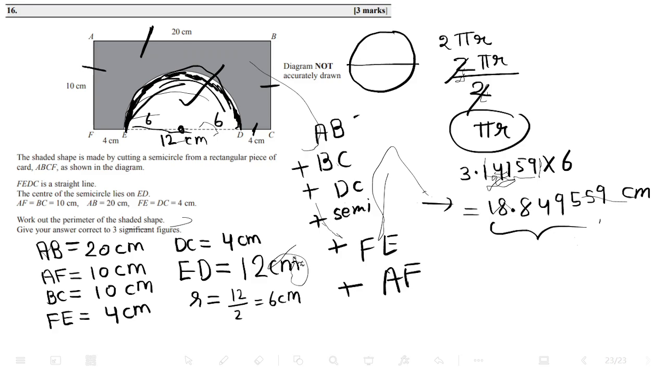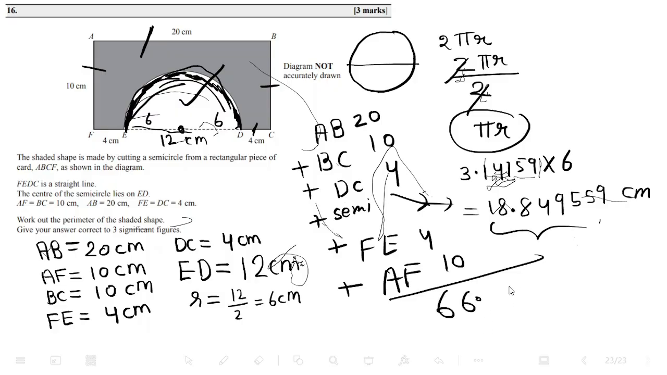So AB is equal to 20, BC is equal to 10, and DC is equal to 4. The semicircle we have already calculated. FE is equal to 4, AF is equal to 10. If we add them all, we will get 66.849559, something like that. Now, did you get it till this point?